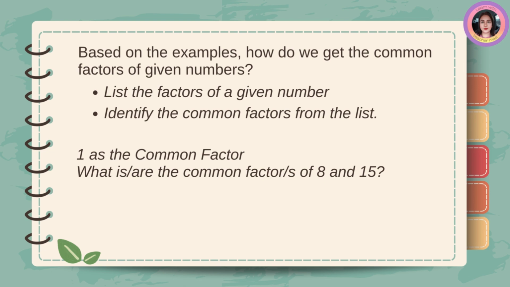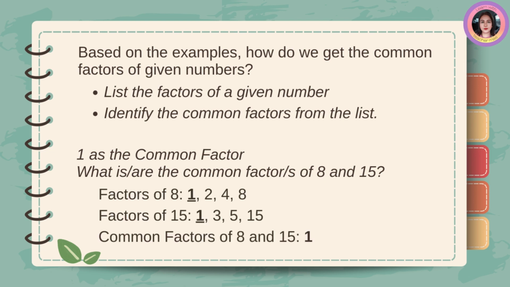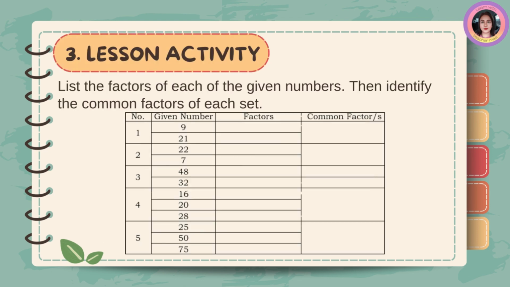What are the common factors of 8 and 15? Factors of 8: 1, 2, 4, and 8. Factors of 15: 1, 3, 5, and 15. Common factors of 8 and 15 is 1. Let's have an activity. List the factors of each of the given numbers, then identify the common factors of each set.